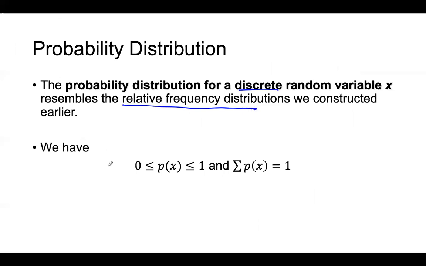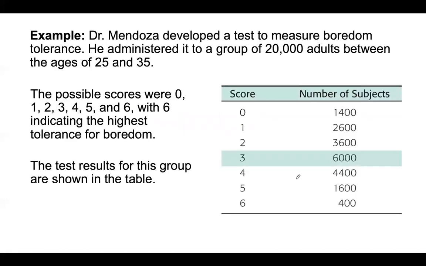So it's very similar. For example, the probabilities have to be greater than or equal to 0 and less than or equal to 1 in this particular range. And they have to sum up to 1, which we remember from earlier. Let's look at an example.